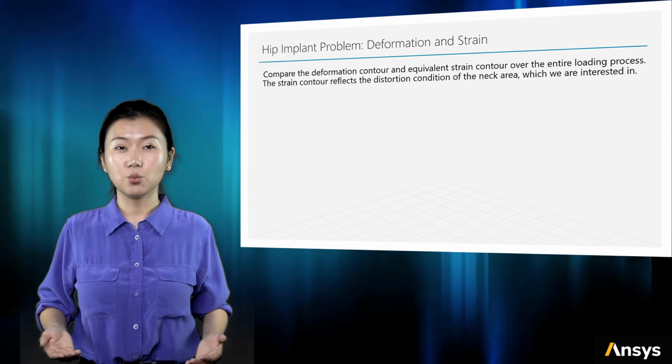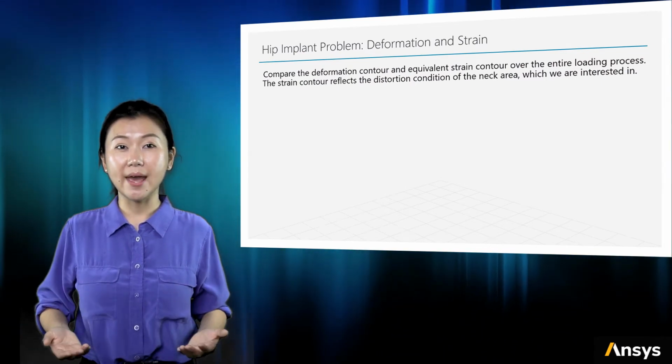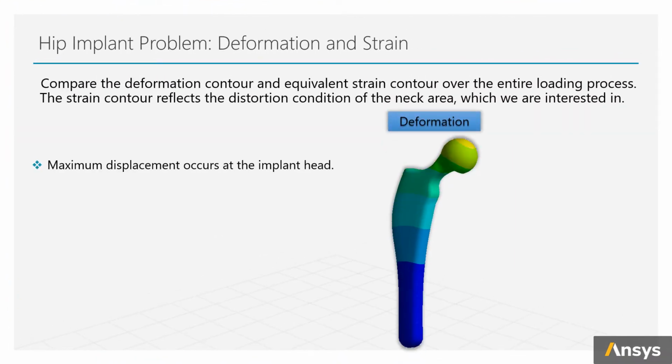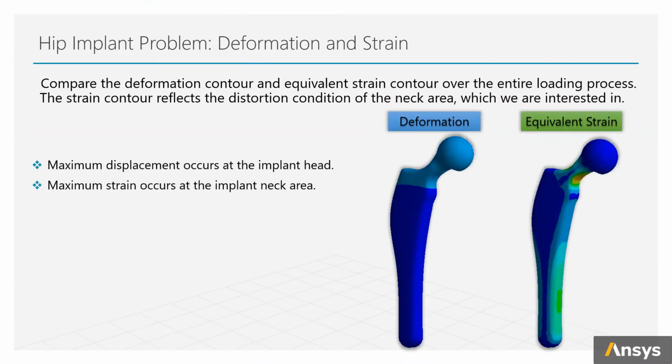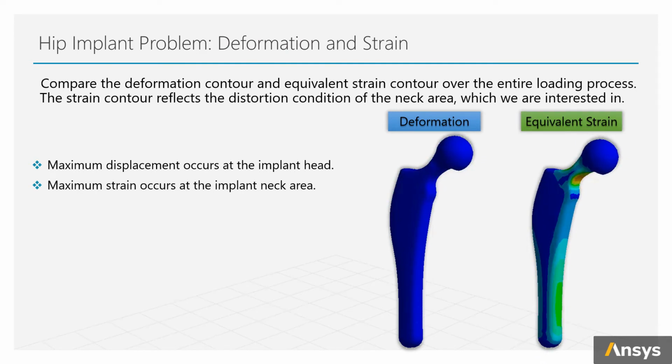So compare the deformation contour and equivalent strain contour over the entire loading process. We will find that the maximum displacement occurs at the implant head, while the maximum strain occurs at the implant neck area. The strain contour reflects the distortion condition of the neck area, which we are interested in.